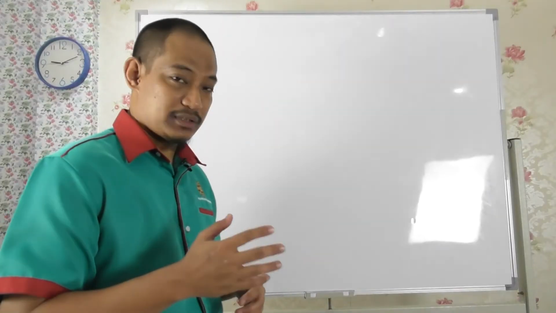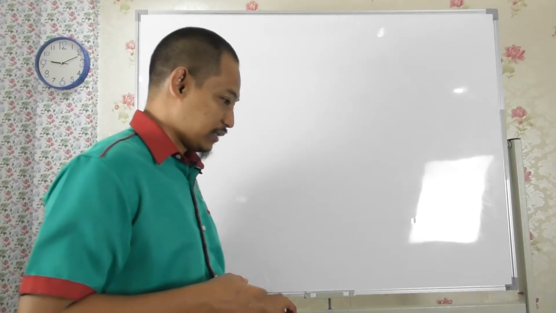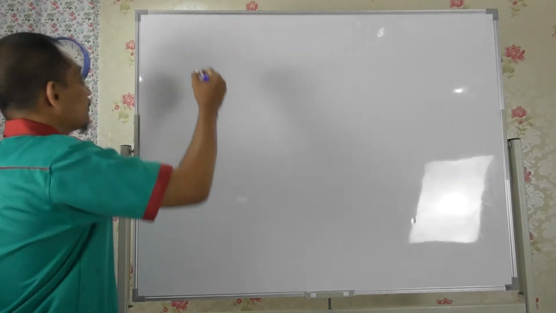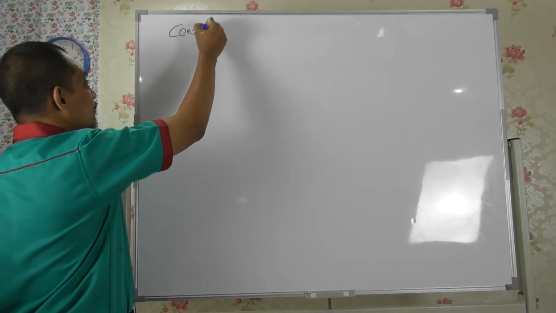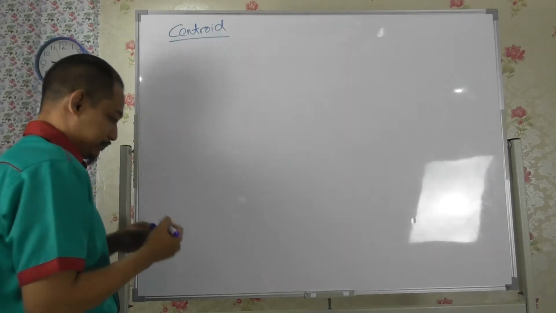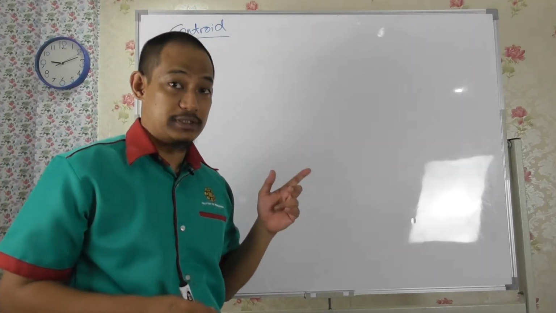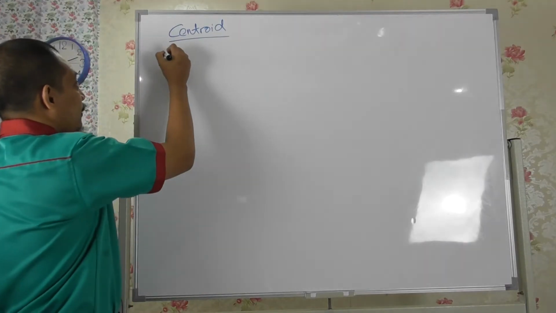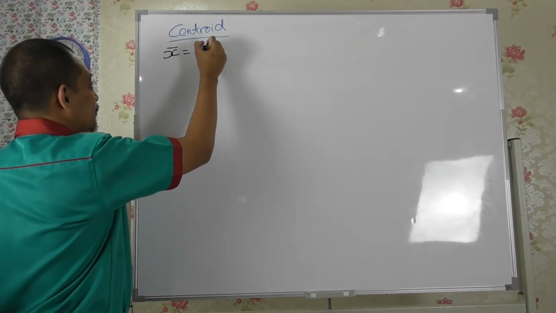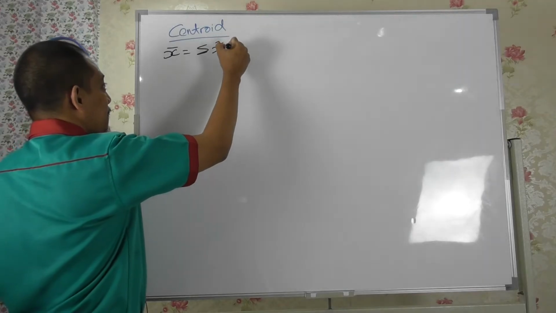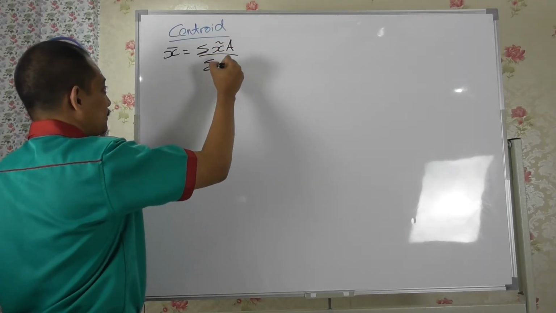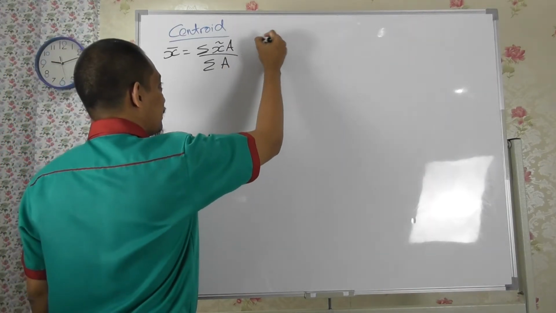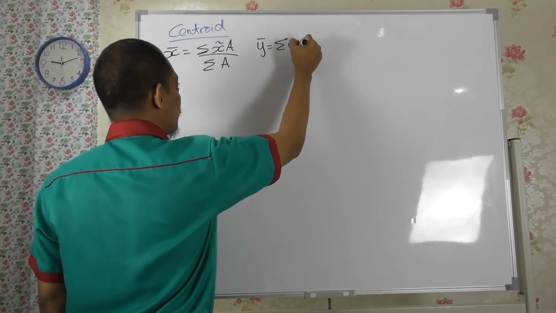First things first, what is the question asking for? It is requiring us to find the centroid. This is 2D, so we have the equation where x bar equals the summation of, for centroid, it is based on area. That is the equation for x, and of course similarly for y.